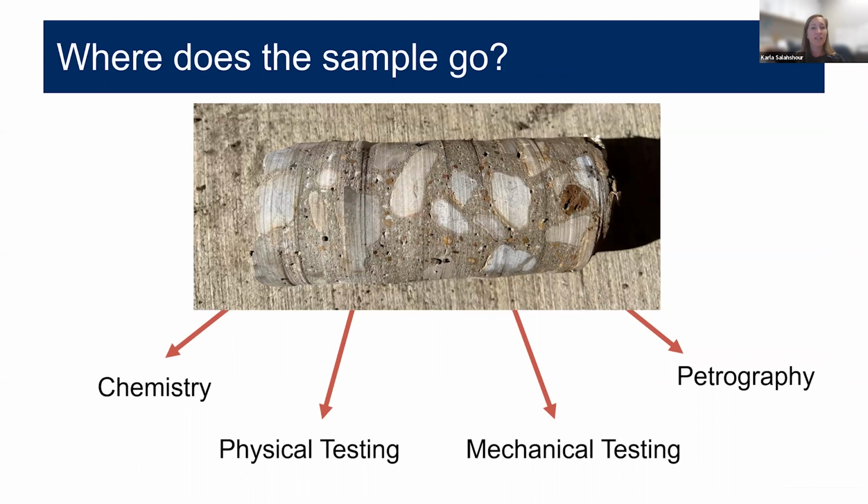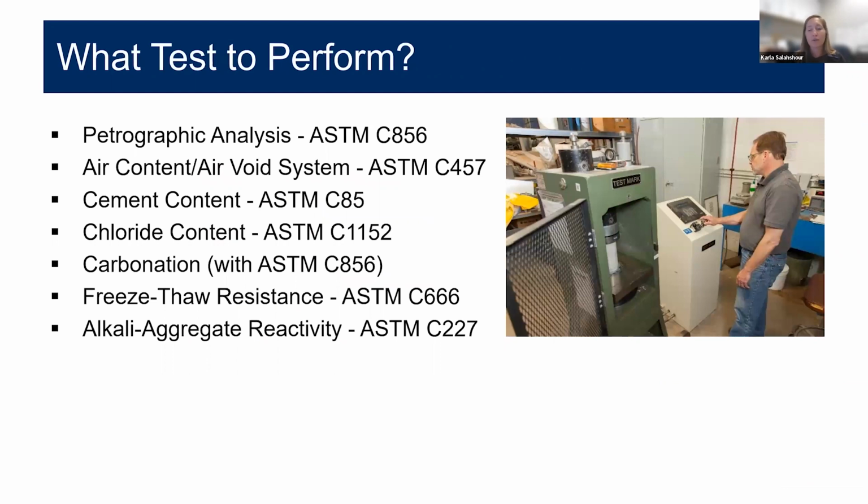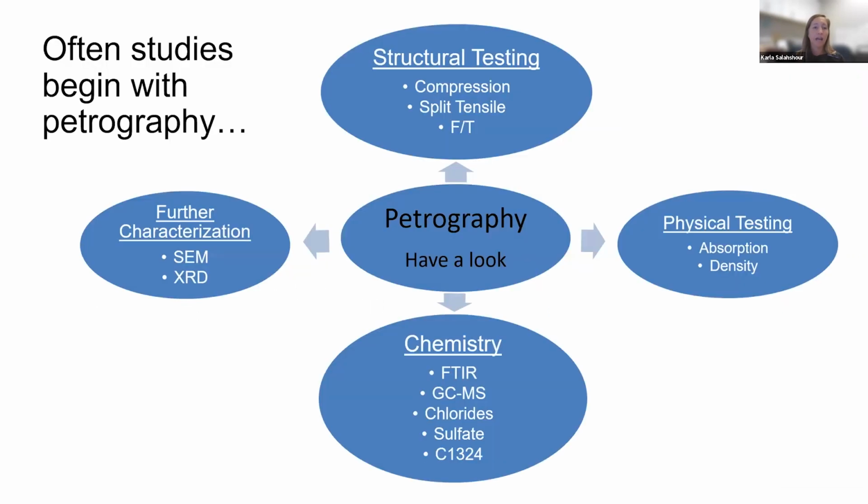Once we take samples, we then need to figure out where the testing starts. So does it start with physical or mechanical testing, chemistry, or petrography? Some of the common laboratory tests included in projects can be petrographic analysis, an air void study, cement content, chlorides are very common. We can get into more specialized testing like freeze-thaw resistance and alkali aggregate reactivity. However, often studies do begin with petrography.